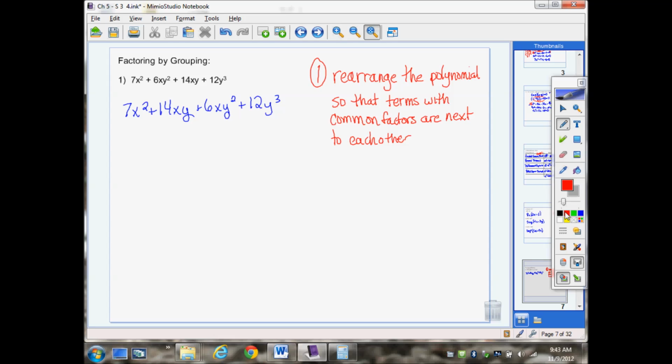So then what I'm going to do is factor that common factor out. Okay. 7 and 14 have a 7 in common. And then I have 2 x's and 1 x, so I can take out 1 x. And I'll be left with 1 x, and then 14 divided by 7 is 2, and I'm left with a y.